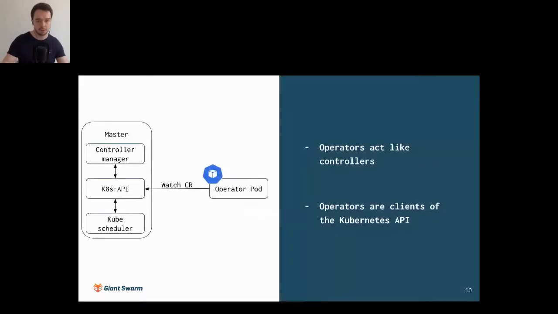We can also see this here again. So on a master, which is now called control plane, we have a controller manager, a Kubernetes API, and a scheduler. And the operator pod, which does the work of a controller but outside the master, basically watches a custom resource in the Kubernetes API and is therefore a client of the Kubernetes API, just like any microservice could be.